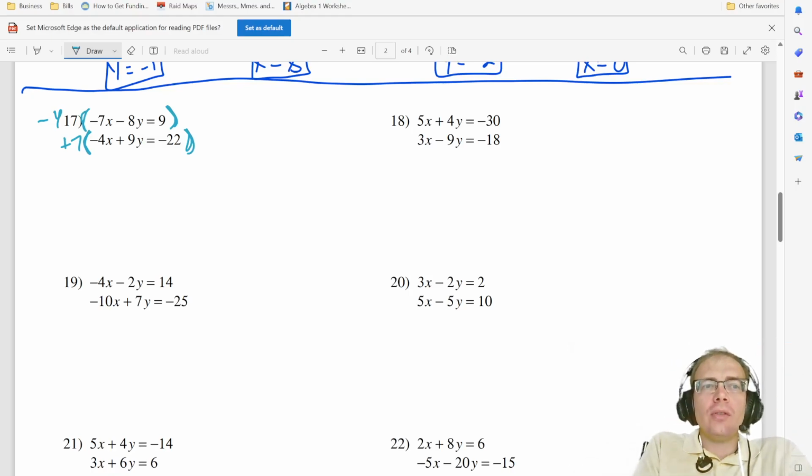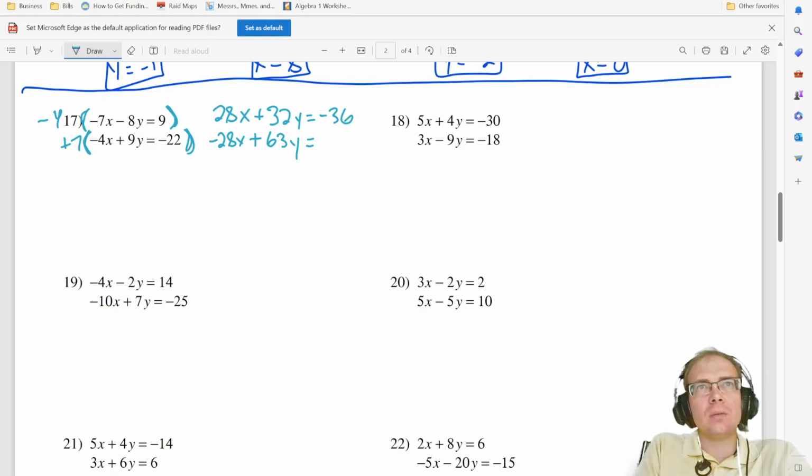Okay, so once you do that, you just do some math. So 4 times 7 is going to be 28, so that's positive 28x. And then that's going to be a plus 32y, and then that's equal to negative 36. All right, second equation, that's going to be a negative 28x. That's going to be 7 times 9 is 63, so plus 63y. And then 7 times 22, I don't have that one memorized. Let's see, 14, 7, 154. Should be 154. I might have done that wrong, so let me know if I did.